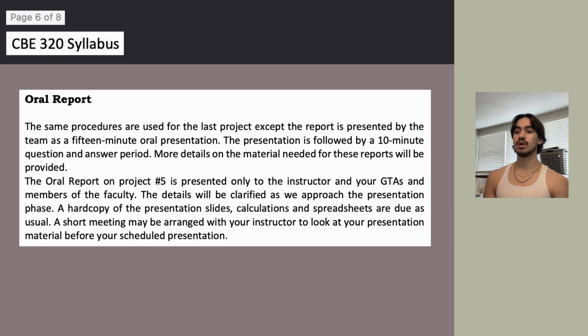The oral report. The same procedures are to be used for the last project, except the report is presented by the team as a 15-minute oral presentation. The presentation is followed by a 10-minute question and answer period. More details on the material needed for those reports will be provided. The oral report on Project 5 is presented only to the instructor and your GTAs and members of the faculty. The details will be clarified as we approach the presentation phase. A hard copy of the presentation slides, calculations, and spreadsheets are due as usual. A short meeting may be arranged with your instructor to look at your presentation material before your scheduled presentation.